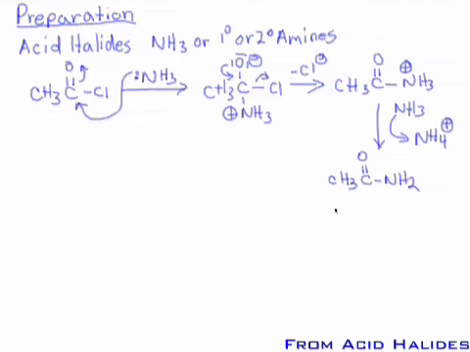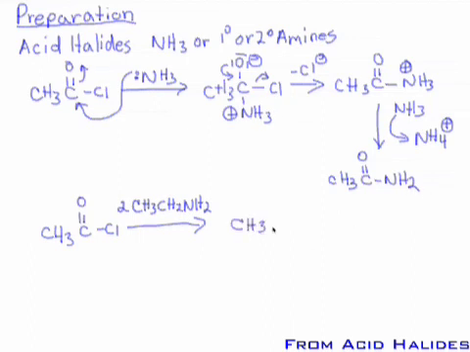Now, we could have used amines instead of ammonia. I could have replaced my ammonia here with 2 equivalents of, say, ethanamine. Use 2 equivalents of this, one to act as nucleophile, one to act as base. We'll have an ethanamine here. We'll go all the way. We'll end up with an ethyl off of our N.